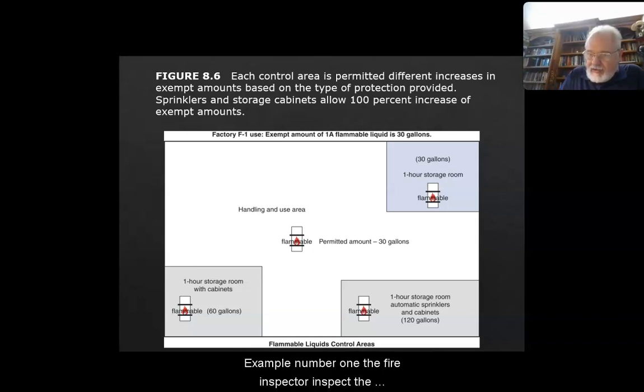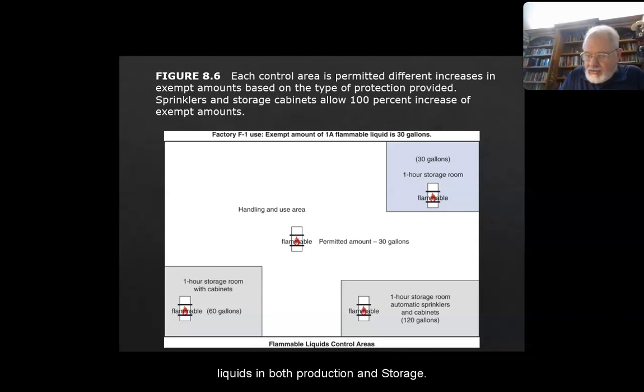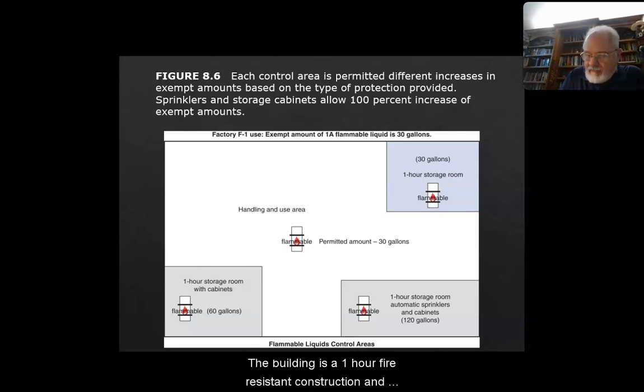Example number 1. The fire inspector inspects a 1-story factory, F1, use that uses 1A flammable liquids in both production and storage. The building is a 1-hour fire-resistant construction and has 3 storage areas, of which 1 is protected by automatic sprinklers. 2 of the storage areas have listed flammable liquid cabinets and 1-hour fire barriers with a 3/4-hour fire door protecting all 3 areas.